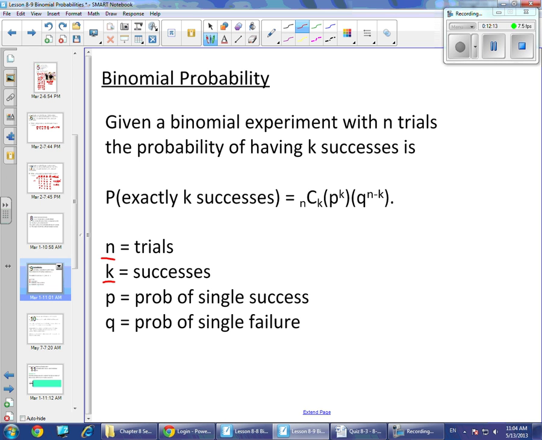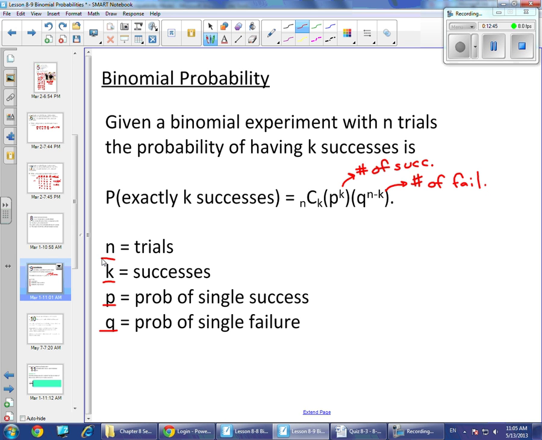Where n is the number of trials, k is the number of successes. P is going to be your probability of a single success. Q is going to be your probability of a single failure. Okay, and pretty much what these are, the k, again, just like it says, is the number of successes. And then this n minus k is the number of failures.